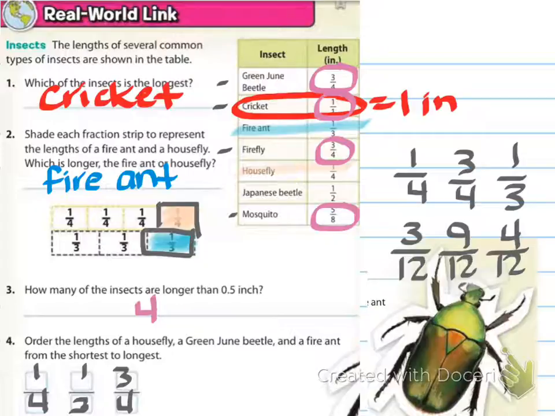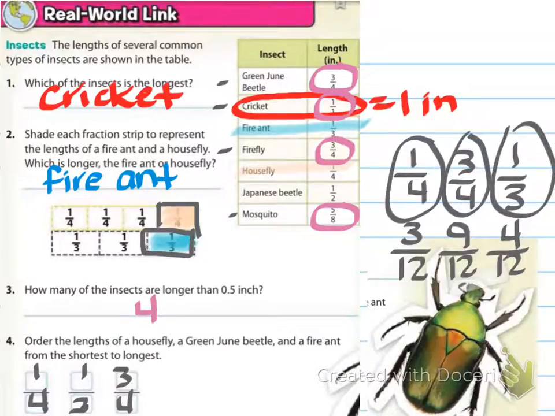And then number 4 said order the lengths of the housefly, the green June beetle, and the fire ant from shortest to longest. And so I took the 3 fractions and I put them all with common denominators, and then I put them in order based on that, from shortest to longest. So this was my shortest, then my next shortest, and then my longest. All right.